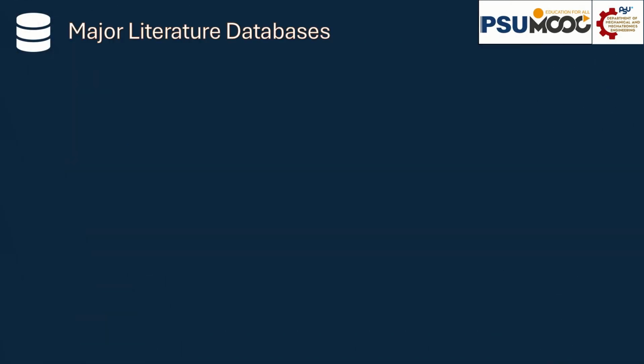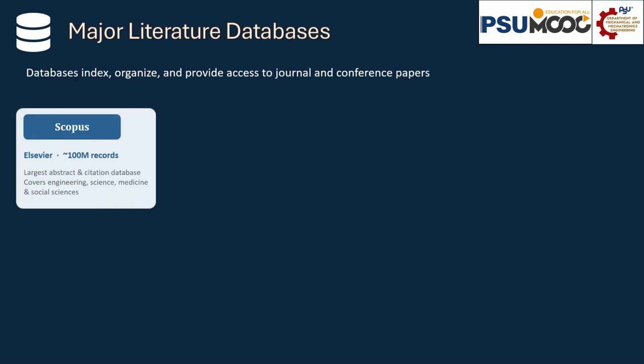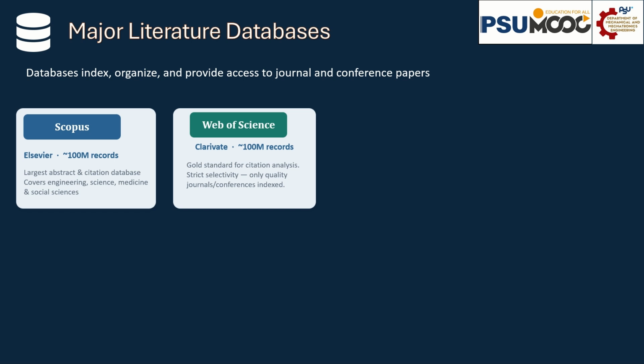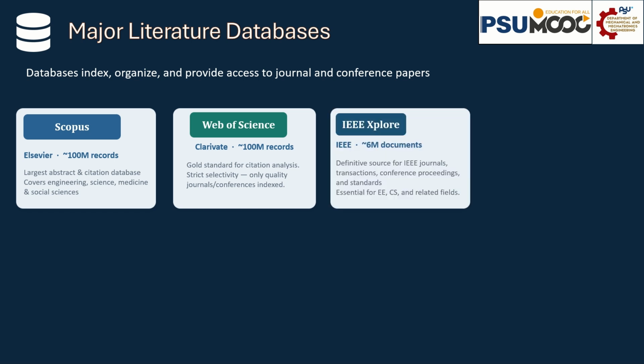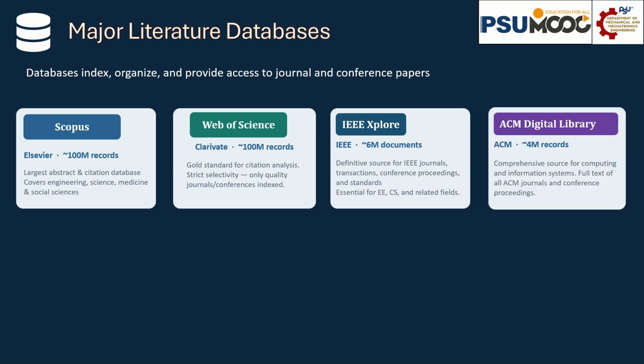Now let us look at major literature databases. Different databases serve different purposes. Scopus from Elsevier and Web of Science by Clarivate are two of the major multidisciplinary databases used for citation analysis. IEEE Xplore, owned by IEEE, is essential for electrical engineering and computer science journals, conferences, and standards. The ACM Digital Library, owned by the Association for Computing Machinery, is particularly important for computing research.